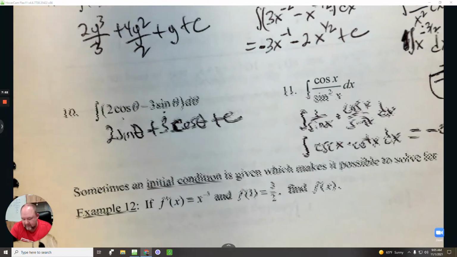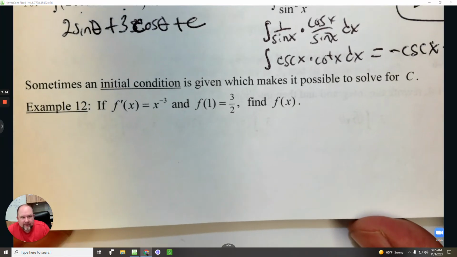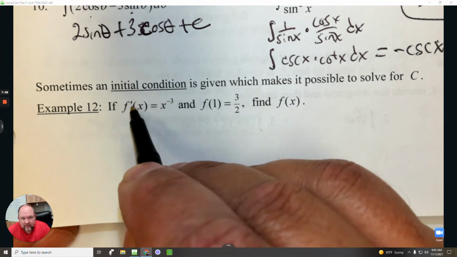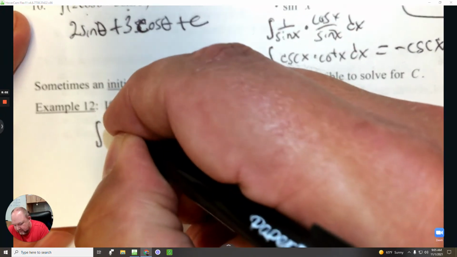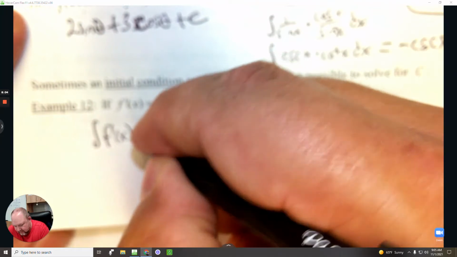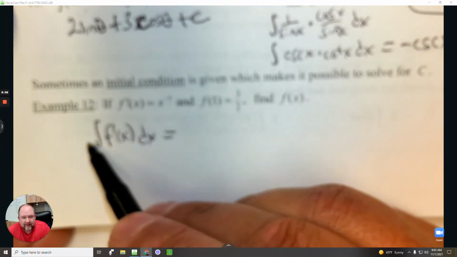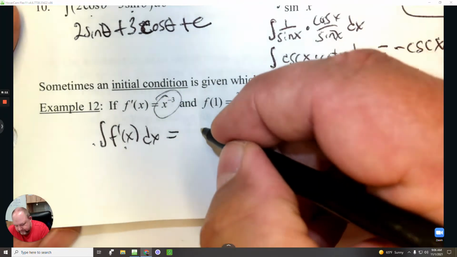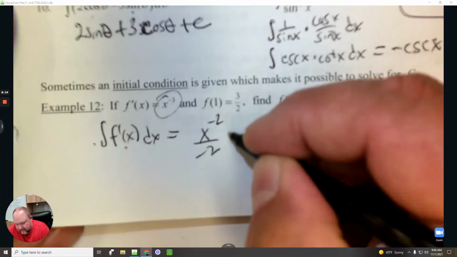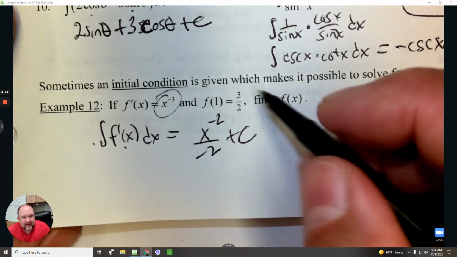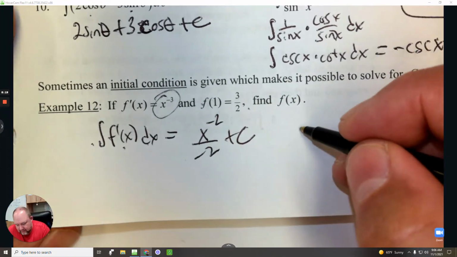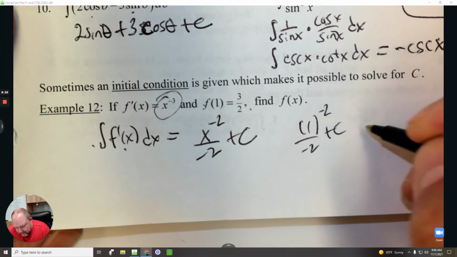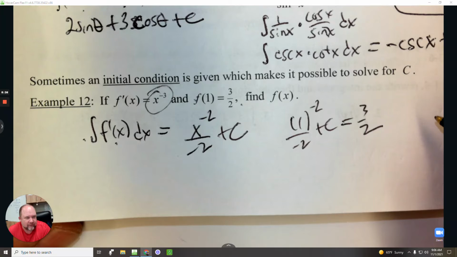All right, number 12. Sometimes you're given a point where you can actually find the constant. So in this situation, if I want to find what f of x is, I'm going to do the integration of the derivative. So if I integrate the derivative with respect to x, I'm going to add 1 and divide, and then don't forget that. And then I have a point to plug in. So I'm going to plug in 1 for x, and I'm going to make it equal to 3 over 2, and then I'm going to solve that.